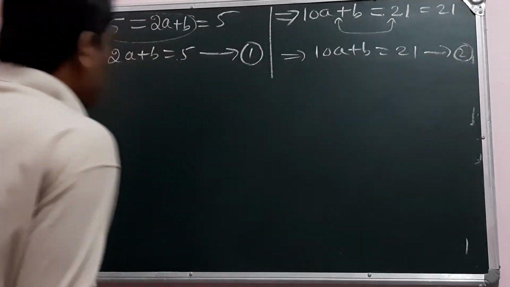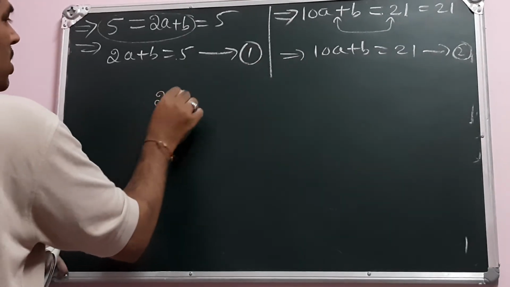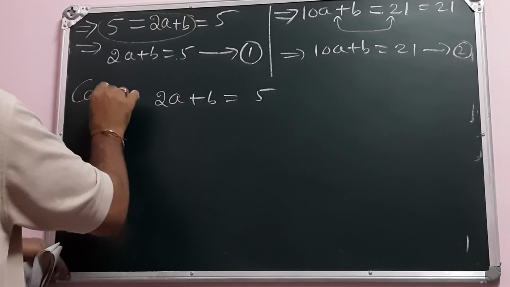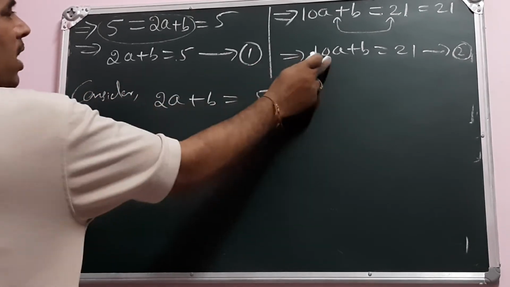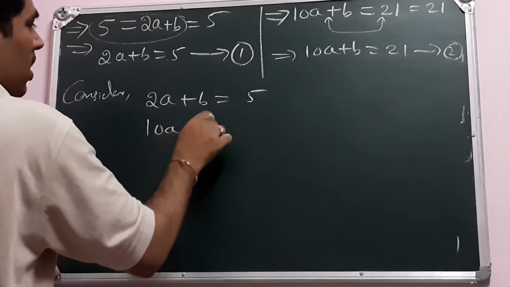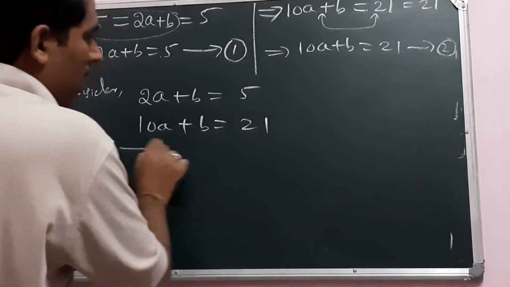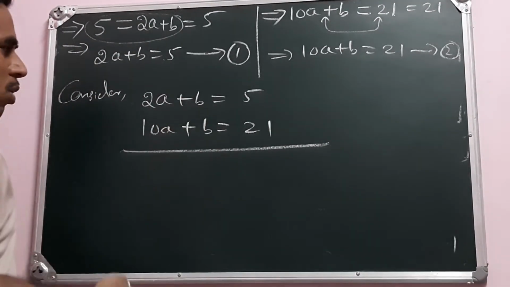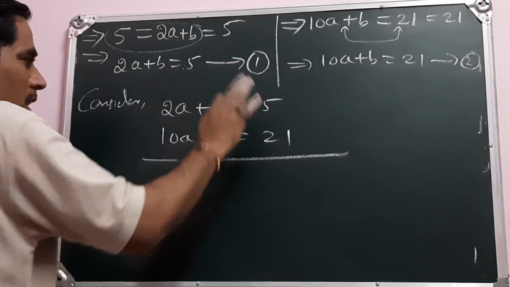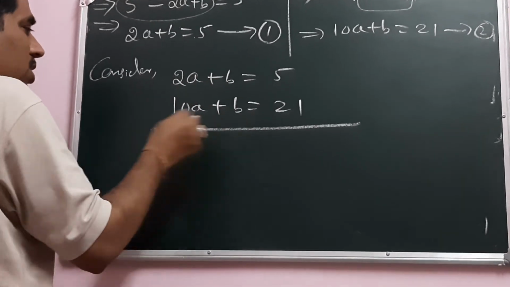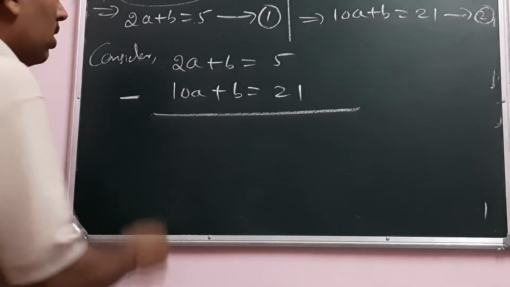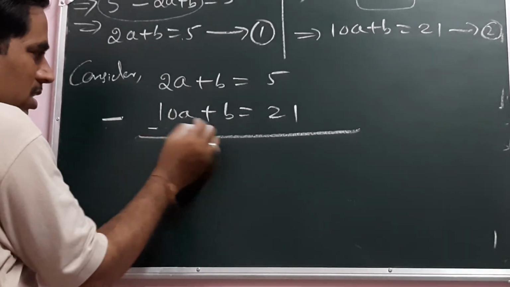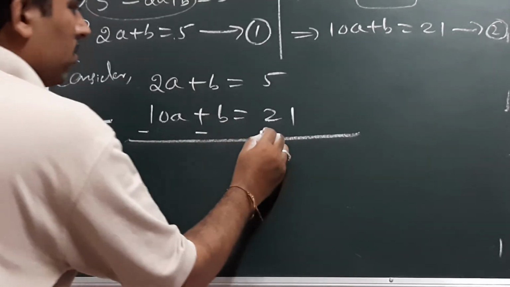Okay, now solving equation 1 and 2. So consider these two equations. 2a plus b is equal to 5. See, 10a plus b is equal to 21. So let's solve these two equations. We'll get the values of a and b. See, plus b, so we have to subtract here. Subtract this equation from this. Whenever subtracting, signs will change. See, minus. So this will be minus. This will be minus.